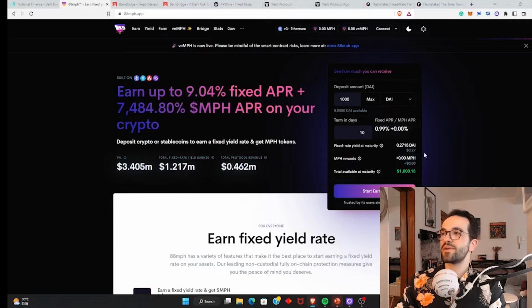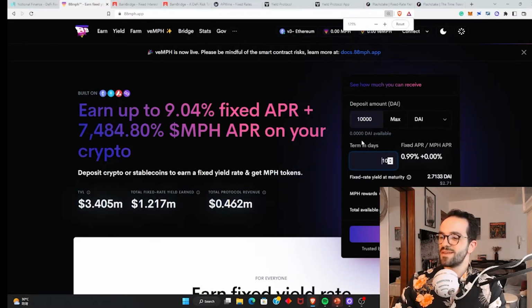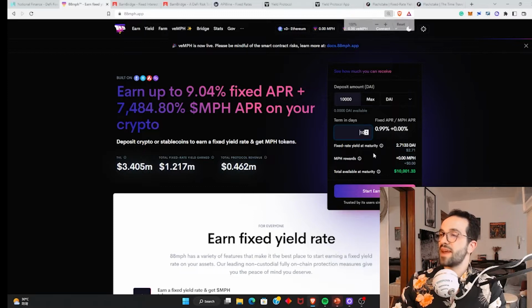88 miles per hour is also quite similar, very nice user interface. You can come here and choose the asset that you want to deposit. Let's say, for the sake of the example, we want to deposit 10,000 DAI, and you can choose any term that you want. So in this case here, we have 10 days.